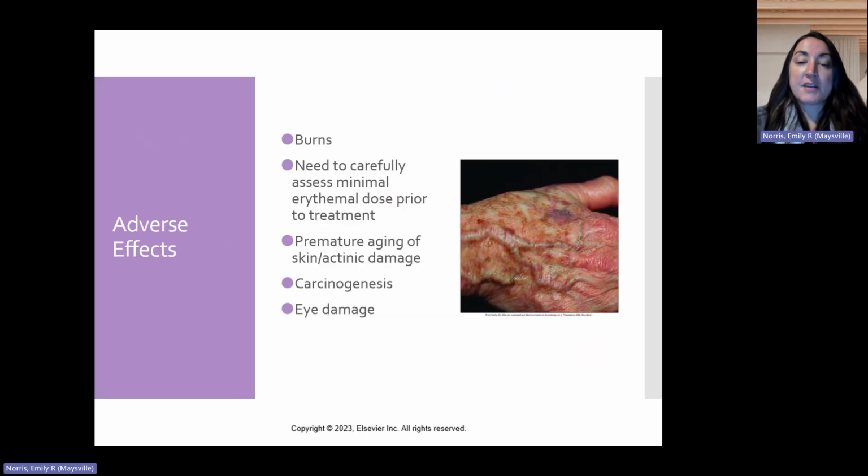Some of the adverse effects that could cause a burn. You want to assess the minimal erythemal dose, which we'll talk about later, prior to starting a treatment. It could cause premature aging of the skin. That actinic damage is what's pictured in the picture of the hand there. It could cause cancer and it could cause eye damage.